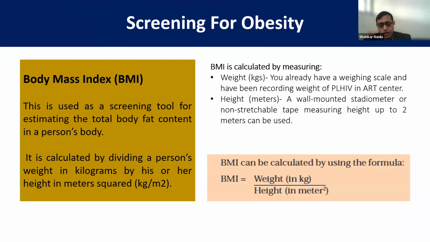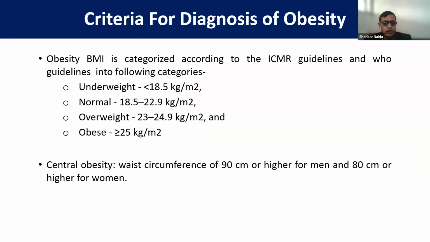Weight and height are easily measured at our ART center. It is very easy to calculate BMI on our computer, on our mobile phones, or sometimes you can use apps also to calculate the BMI. Based on the BMI value, the patient can be categorized into various groups. Basically, BMI indicates both the underweight category and also the overweight category.